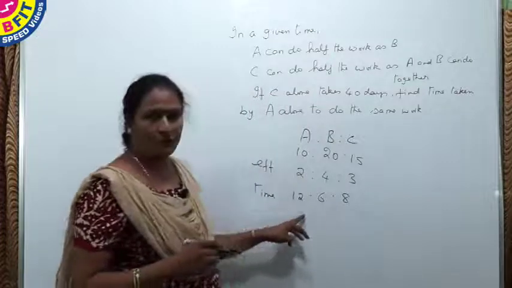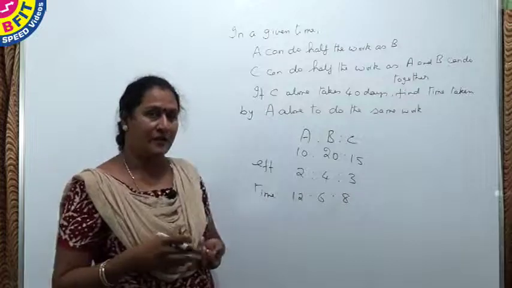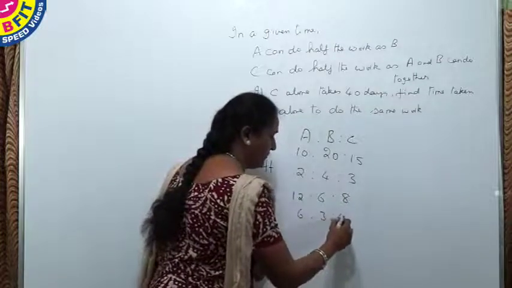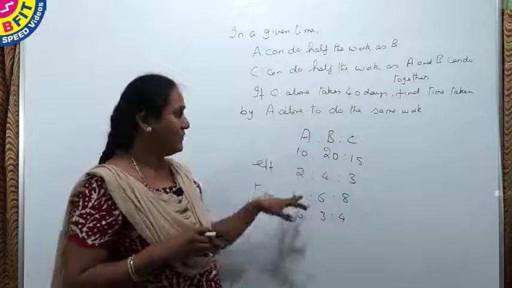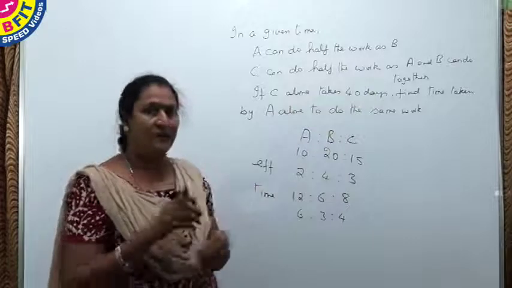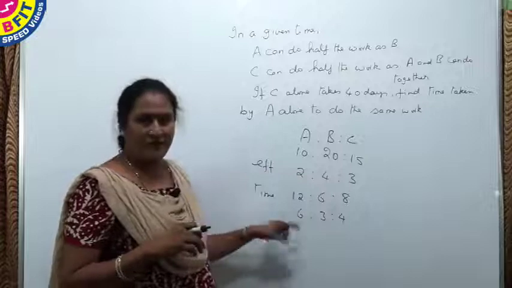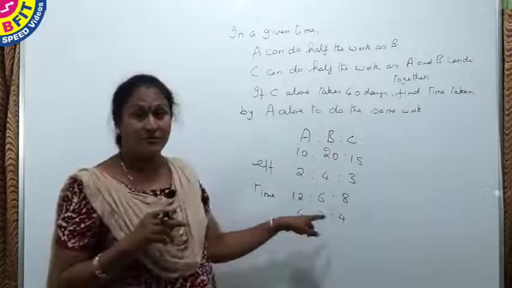Now here you have the common factor 2, all are even numbers. So what will be the ratio of time taken? 6:3:4. So assuming any work for B, because B is the base, we can easily work out this question. So we have got the efficiency ratio and we can find the inverse ratio by the short method. So the inverse ratio is 6:3:4.